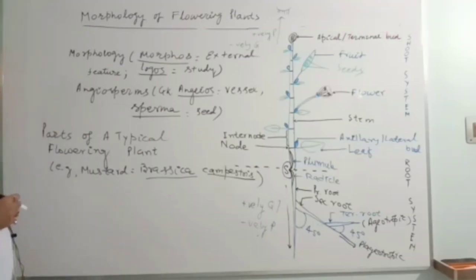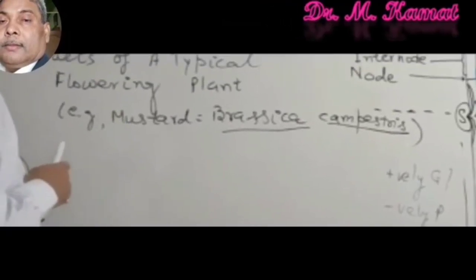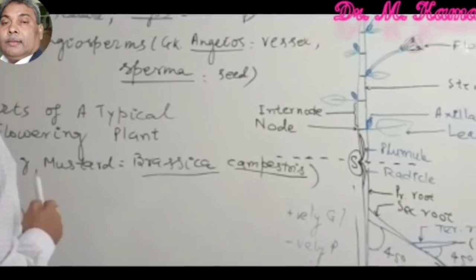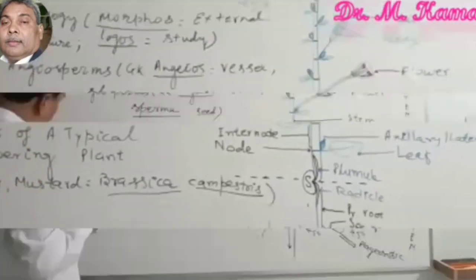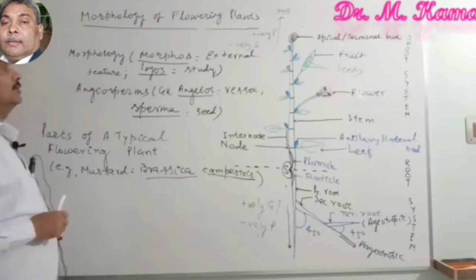First of all, we have to study different parts of a typical flowering plant. You may take an example of mustard plant as a typical angiospermic plant. The scientific name of mustard is Brassica campestris.